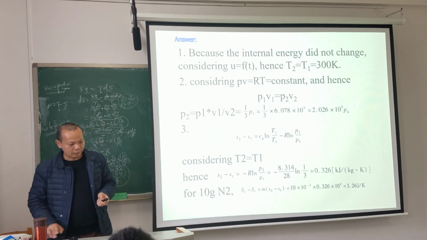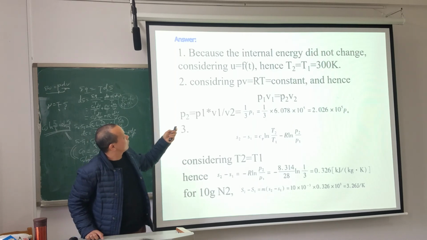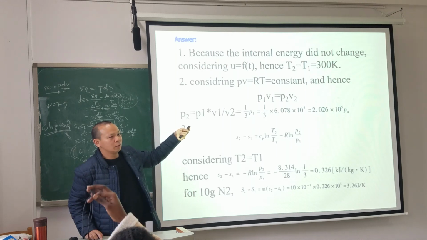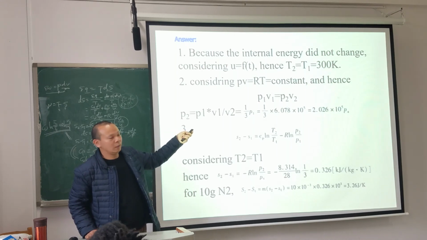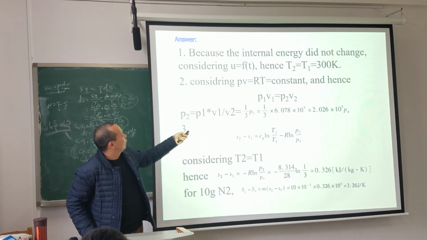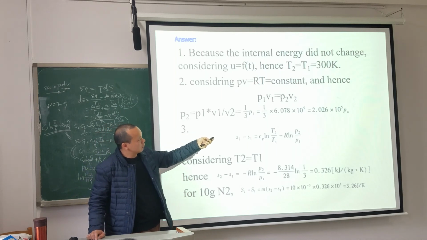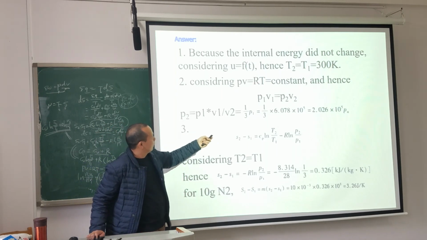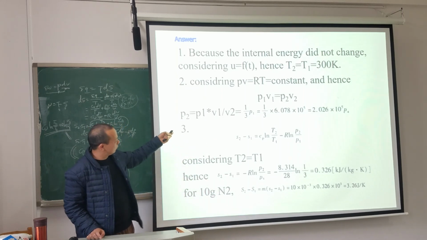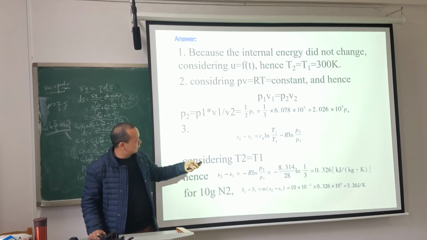Here is our answer. Because the internal energy did not change, consider U is only a function of T, and hence T2 is equal to T1. Then considering PV is equal to RT is equal to a constant, and hence here. I think this is not hard for you. Then we can calculate the T2. And for the third part, we need to employ these equations.